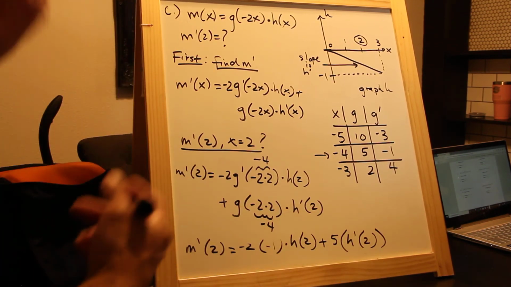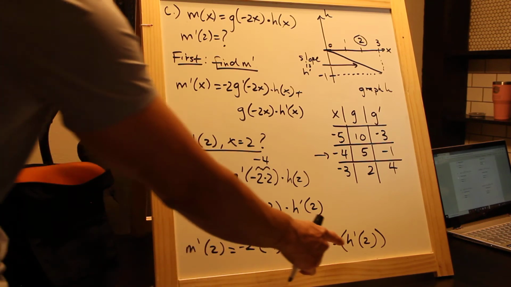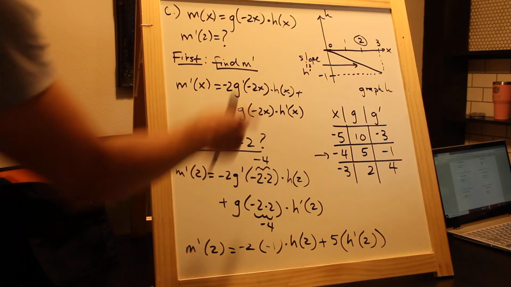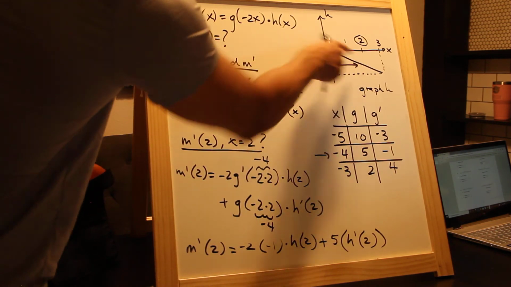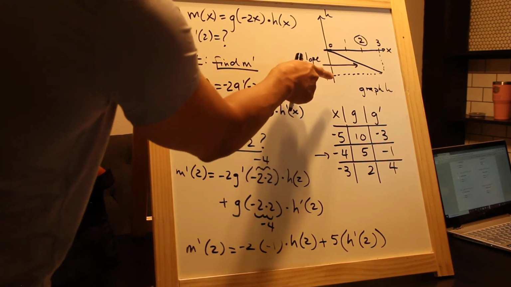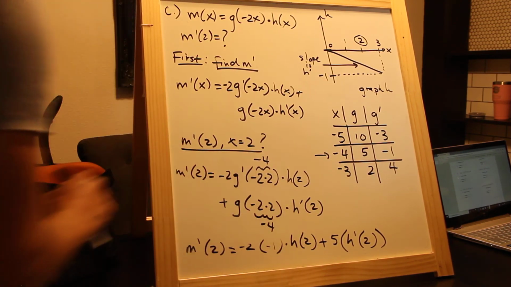So that leaves you to figure out what is h of 2, what is h prime of 2. Well, we figured out one thing. You're going to find out that h prime of 2 from the previous problem in part B is the slope, right? So remember that. So what is the slope of this? It goes down 1 over 3. What is the slope?